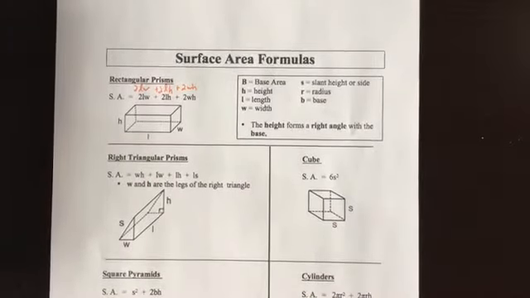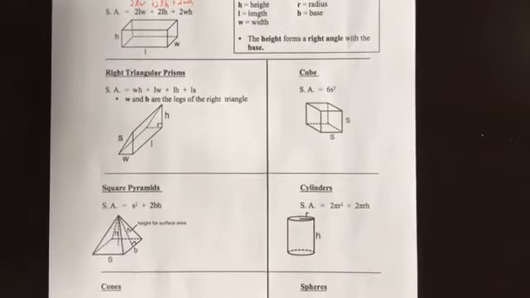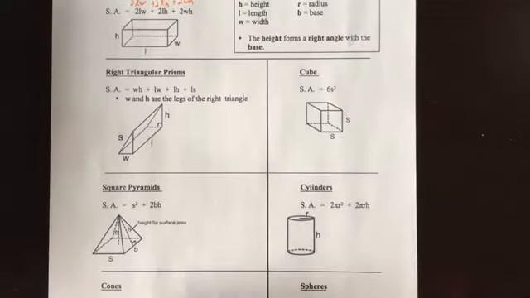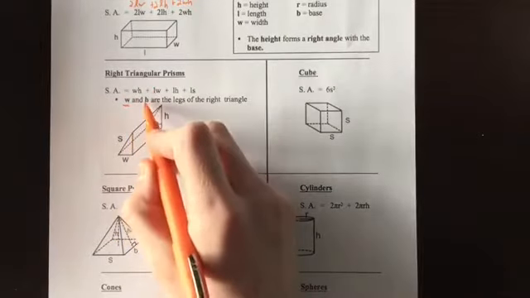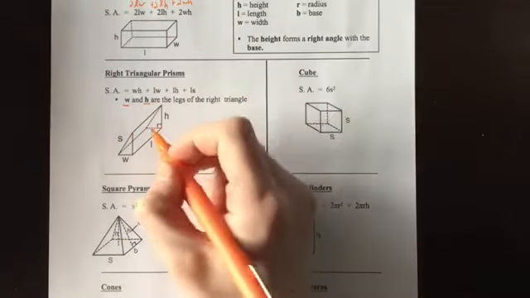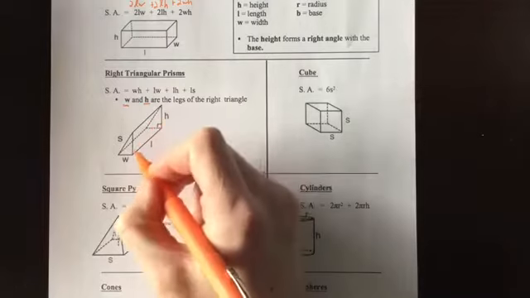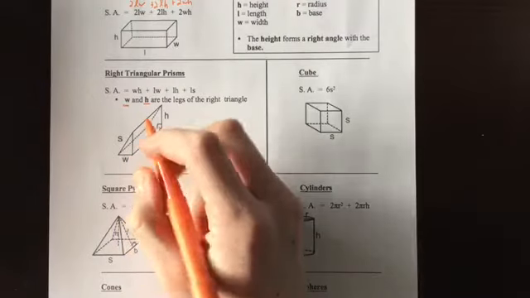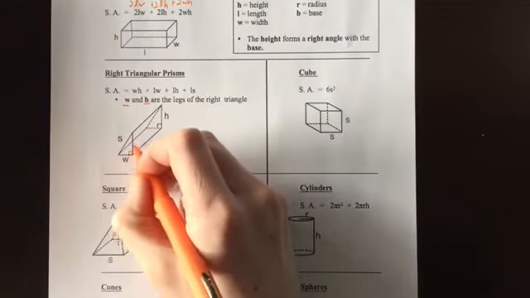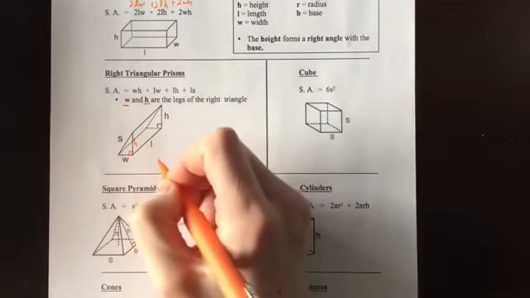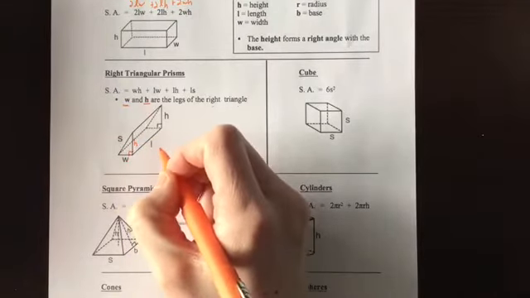One of the formulas that I think needs the most discussion is that right triangular prism because of the width and the height. When we're talking about a right triangular prism, width and height have to do with the sides of our right triangle, and they make up the sides of the right triangle that are perpendicular to each other, that form that 90-degree angle.